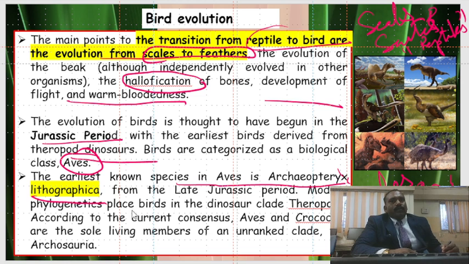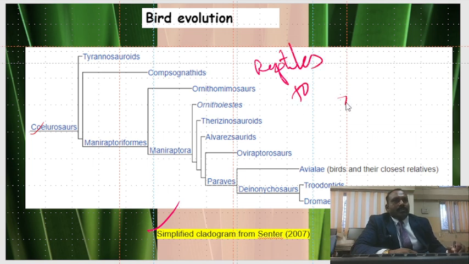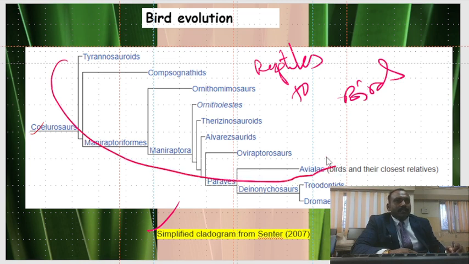Modern phylogenetic taxonomy places birds within the dinosaur clade Theropoda, according to the current consensus. So this is the classification, or the simplified cladogram, given in 2007, showing how the transition took place from the reptiles to the birds. These are the reptiles and this is the birds, their closest relatives.